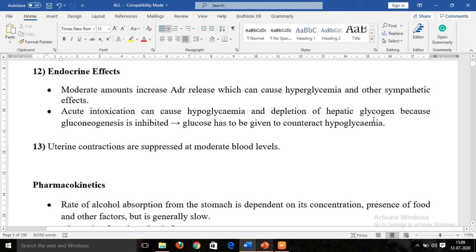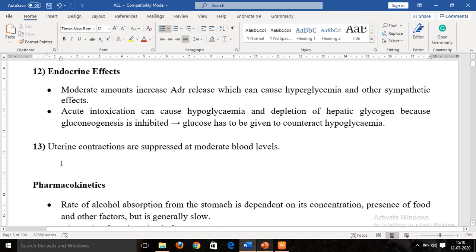Whatever amount of glucose is produced, if that much is not required, the excess amount is stored in the form of glycogen in the liver. So the glycogen amount may also get depleted, mainly because of the inhibition of gluconeogenesis, that is, production of glucose from other sources like amino acids is inhibited by alcohol. Because it is producing hypoglycemia, glucose administration may be required at times in case of intoxication. You may have to give glucose to that particular person.